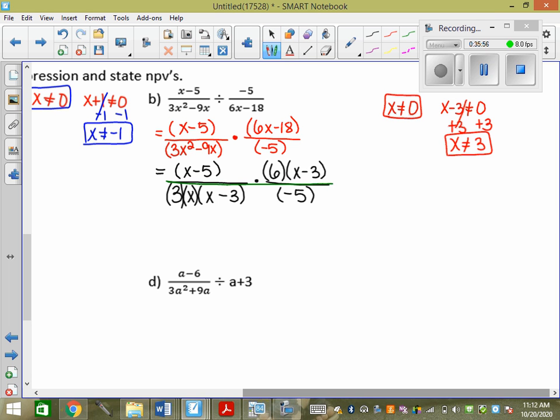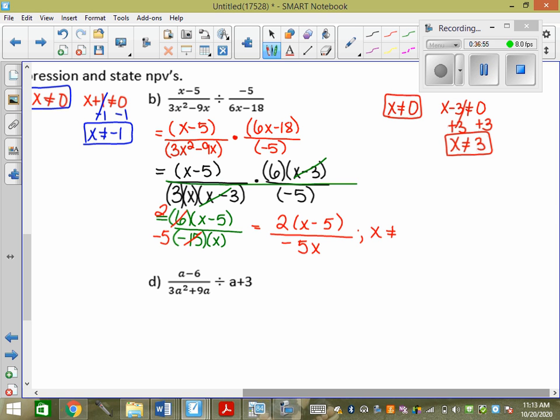Once I state my non-permissible values, draw it all together, right? What cancels off? The x minus 3s. Does this 5 down here cancel off this minus 5 up here? Nope. What about the x with the x on the x minus 5? Nope. So on the top, I have 6, x minus 5, and on the bottom, I have negative 15x. You could have maybe spotted that the 6 and 3 could cancel, and if you could, that's fine. You could cancel them earlier. If you don't spot that, that's fine. You can cancel it now. What can I take out of the 6 and the negative 15? 3. So I'm left with 2 and a negative 5. So I'm going to get 2 bracket x minus 5 over negative 5x. X cannot equal 0 and 3.